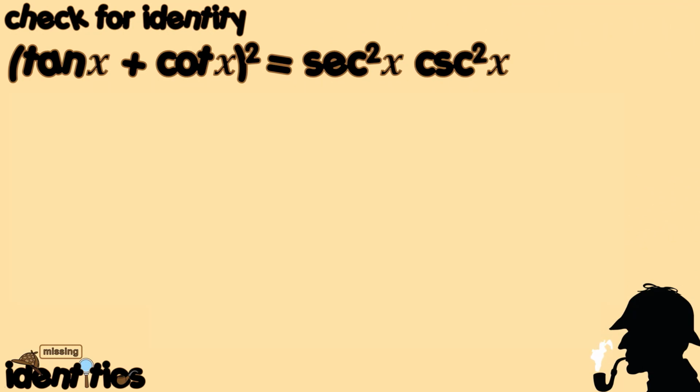Case number 24. We are to determine whether the square of the sum of tangent x and cotangent x will result to the product of secant squared x and cosecant squared x. We are to verify this given identity by first manipulating the left-hand side of the equation and looking for processes that will allow us to reach the right-hand side.